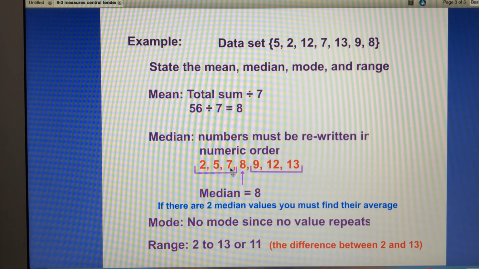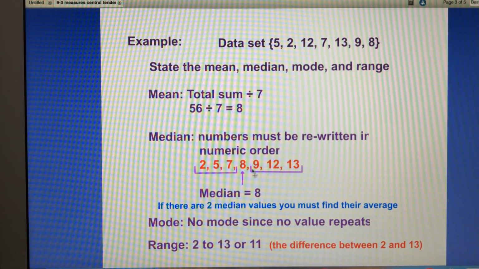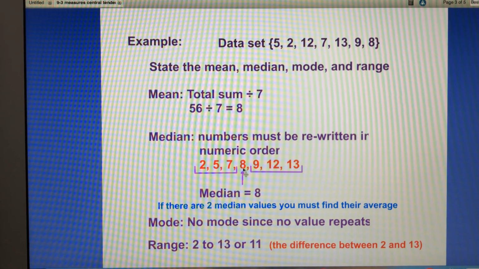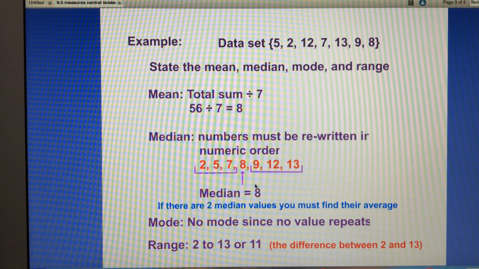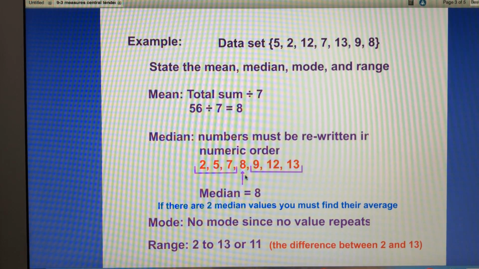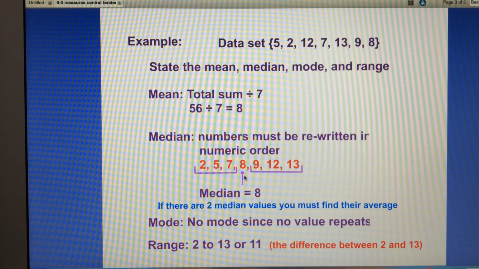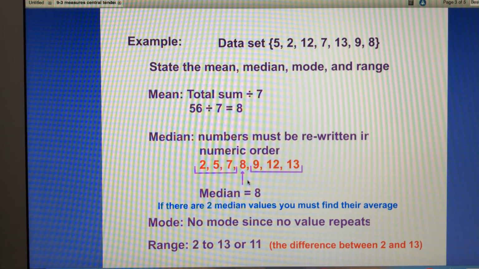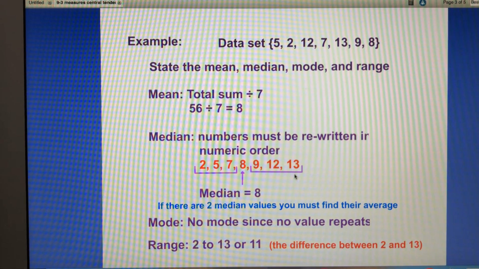Now I'm just counting so that I have an even number of data points on both sides, and I take my middle number. So in this case, my median is 8. If there were two median values, remember, when you have two medians, you have to find their average. Add them together, divide by 2, and you get their average. That number is the median, even though it's not in the data set.